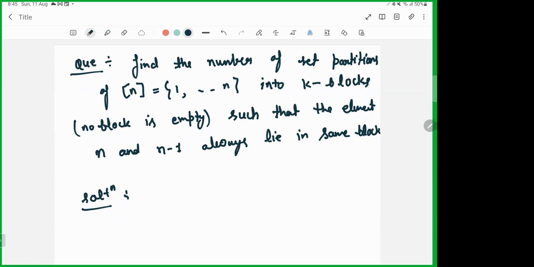Okay, they should lie in the same block. So what will you do? You just pair n and n minus 1, then what? So it becomes a partition of n minus 1. Why? Let me be clear, n and n minus 1 are exactly the last element and the one before that. If you consider them as one element, then you have a set partition of n minus 1 elements. Then you can distribute them into k blocks. So wherever n minus 1 goes, n goes with it.